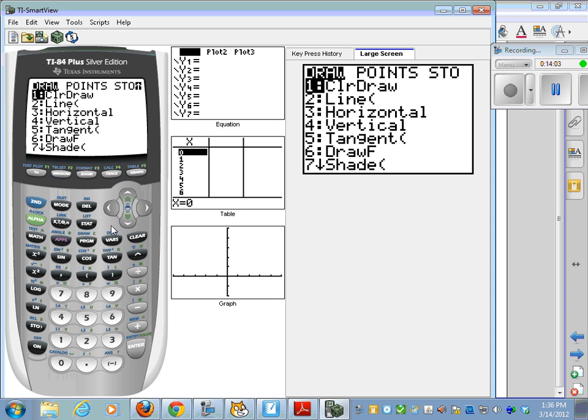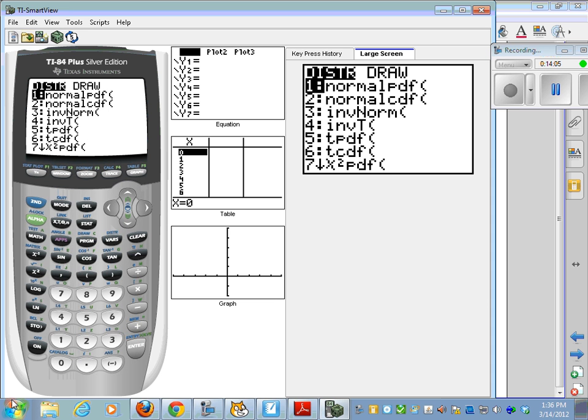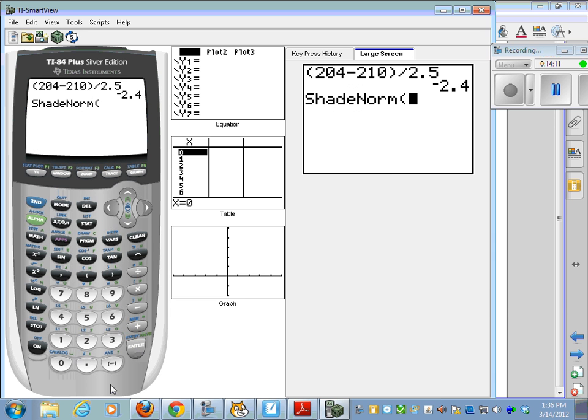And now we're going to go second function distribution. Draw. Shade norm. We're going to go all the way from the far end, right? -5, thank you. I was a little lost there. -5 to -2.4, that's good.